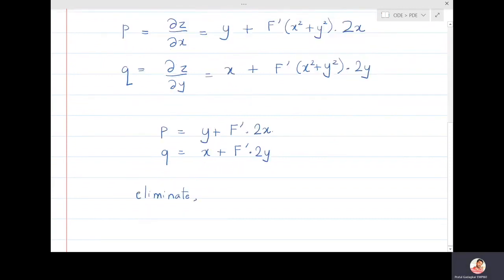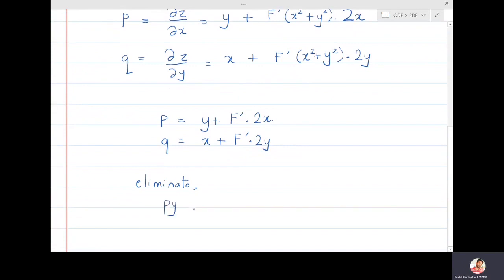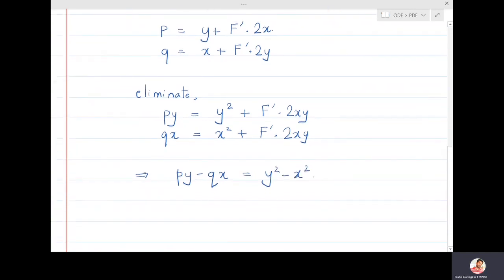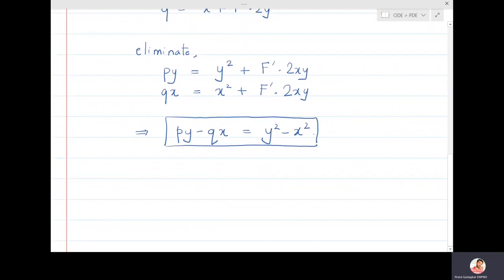What we will do is multiply the first equation by y, so I'll get py, and the second equation by x, so we'll get qx. That gives y square plus f dash into 2xy, and here I will get x square plus f dash into 2xy. Now if I subtract them, I will get py minus qx is equal to y square minus x square. So the function f is eliminated. This is a partial differential equation formed by eliminating f from the given surface.